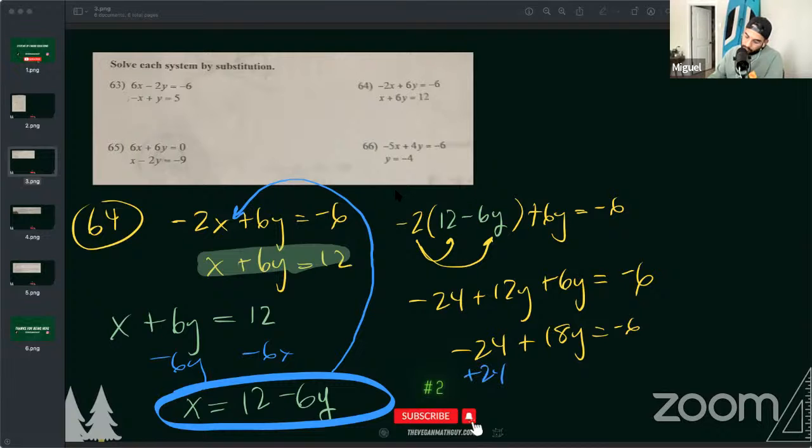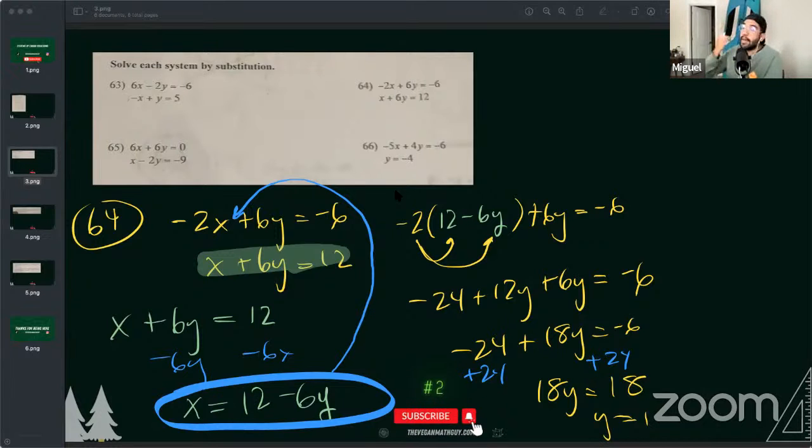Let's add the 24 to the other side, and we get 18y is equal to 18. So y is equal to 1. So nice that we're getting some nice problems here. We don't want to have fractions. It's just a waste. Tedious is what it is. Okay, so we have y is equal to 1.